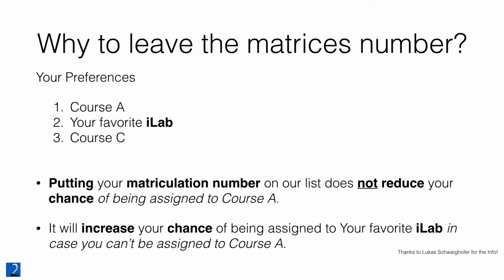Good. So your preferences here: as said before, if you put your matriculation number on the list, it does not reduce your chance of being assigned to a course. So if your first preference is course A, and your second one is iLab, the weight of the first preference will not decrease by putting your name on the list. Instead, it will increase your chance of being assigned to the iLab in case you're not assigned to course A, because people who are not on our list will not be as much preferred as you when you're on our list.